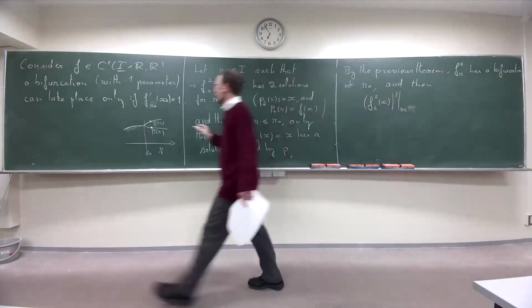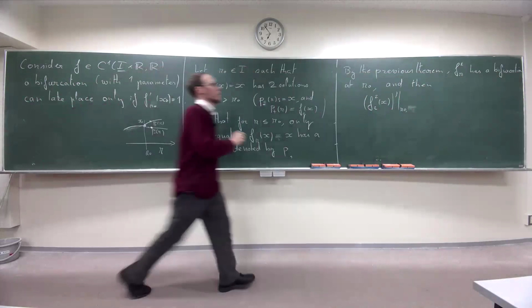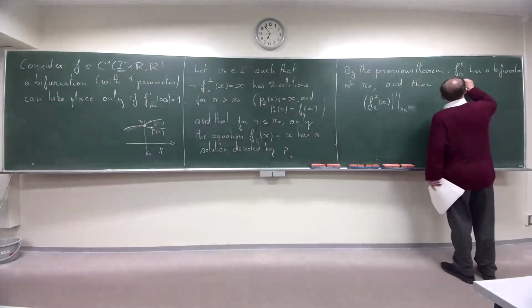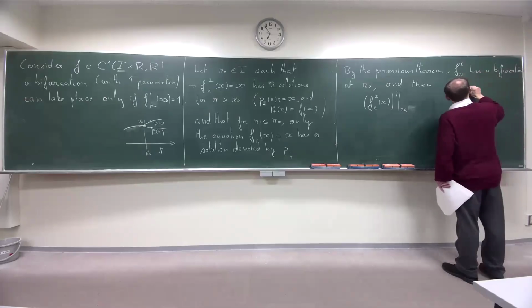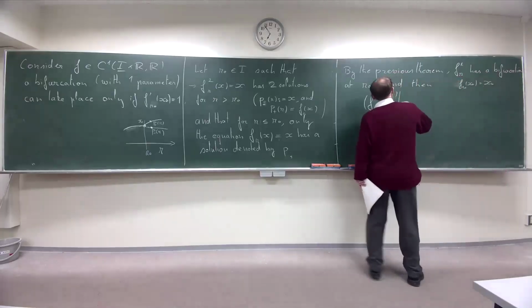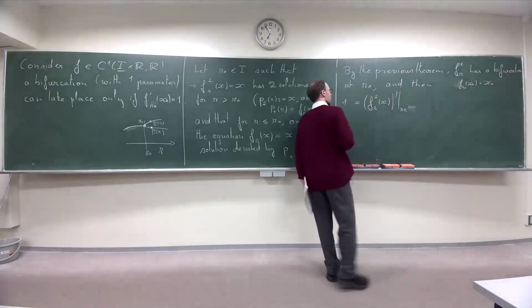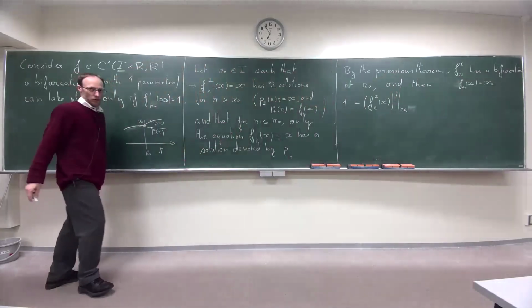Sorry. What is x0? x0 is this value here. I call it x0, so R0 of x0 is x0. So it's exactly this fixed point. Then by the theorem, this is 1, because we have a bifurcation for this function.